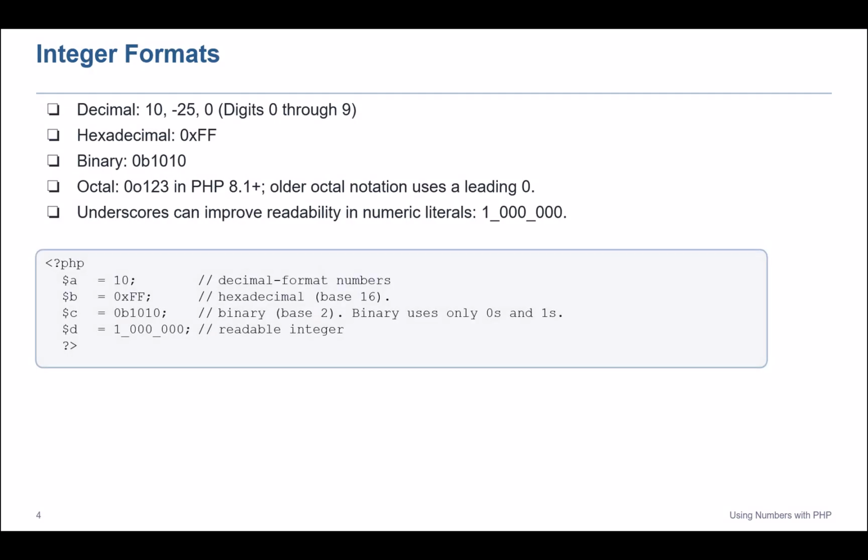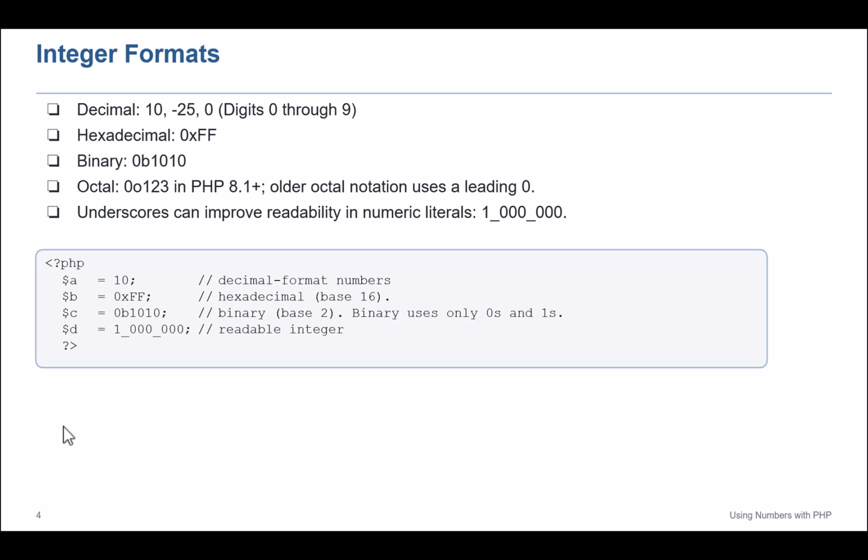An integer must have at least one digit. It may not contain a decimal point. It can be positive or negative. PHP also allows other integer formats, such as hexadecimal, binary, and octal. Modern PHP also allows underscores in numeric literals to improve readability. For example, 1_000_000 is easier to read than 1000000.